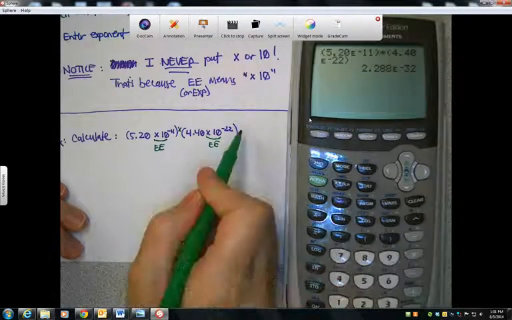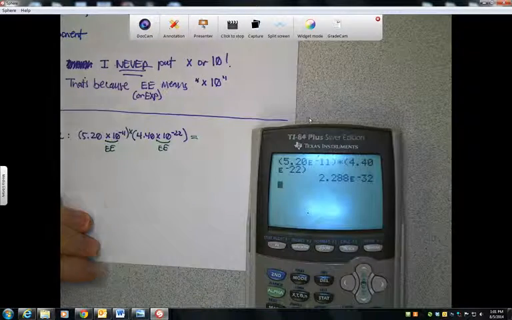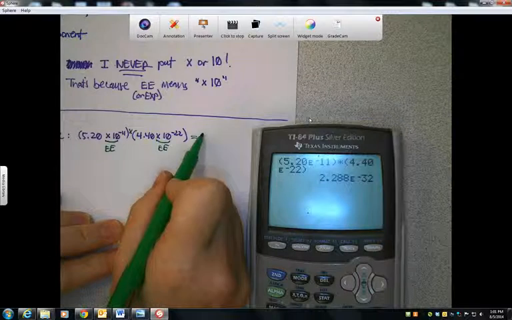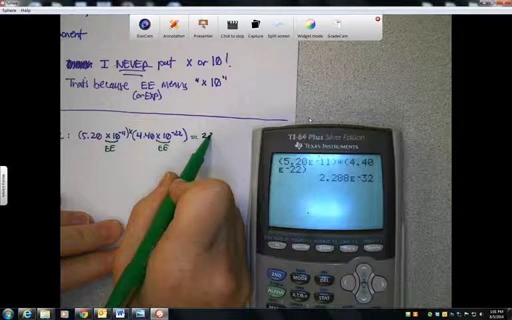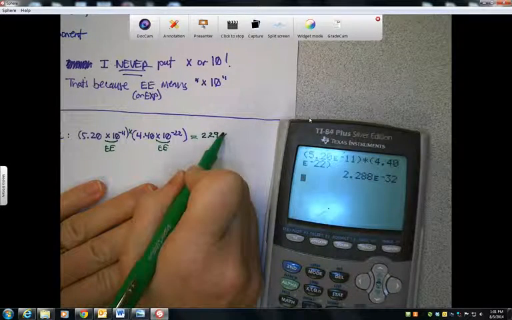Close parentheses. And then we'll hit enter. So you're going to hit enter. And there's your answer. So your answer is 2.29 times 10 to the negative 32.